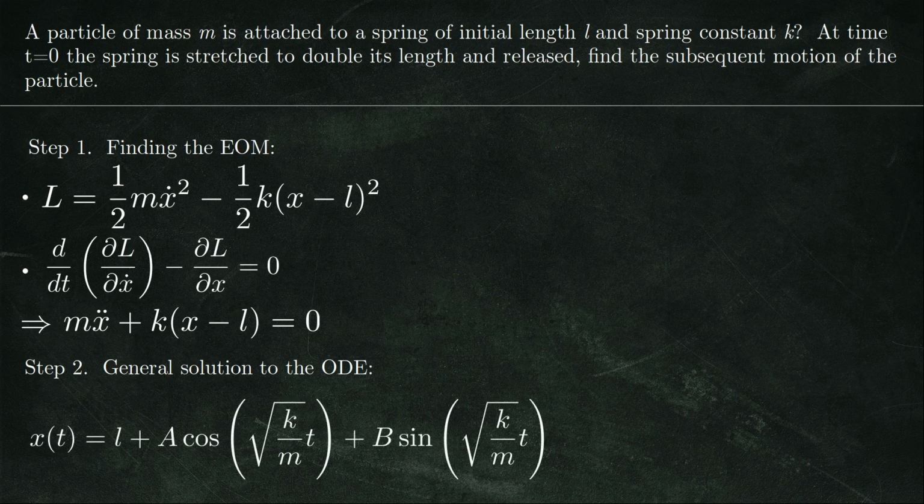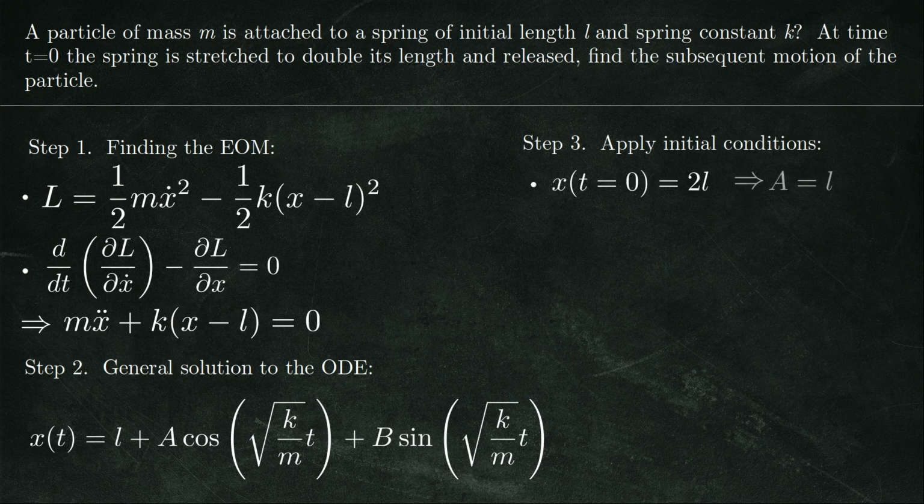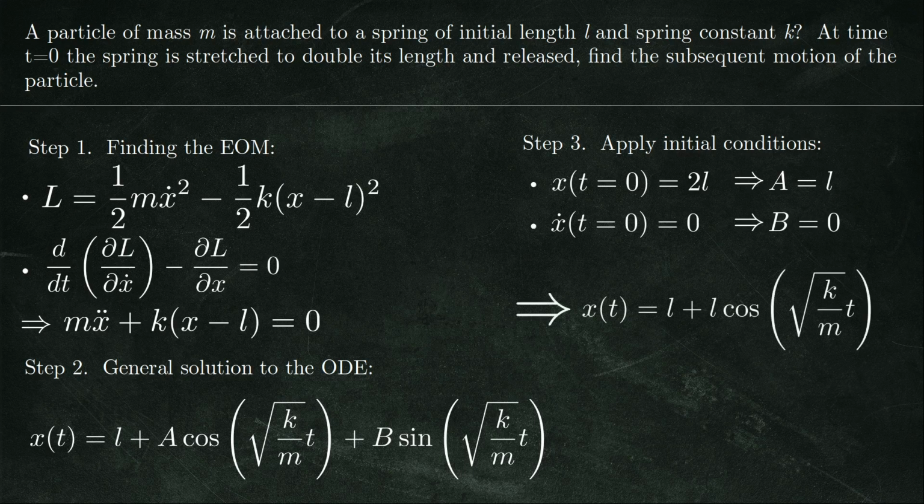We have a constant term plus the sum of sines and cosines. And then we want to apply the initial conditions. So when t equals 0, the position is 2L, and this gives us A equals L. And at t equals 0, it's being held fixed, so the velocity is 0, and this gives us that B is 0. So our final solution is given here.